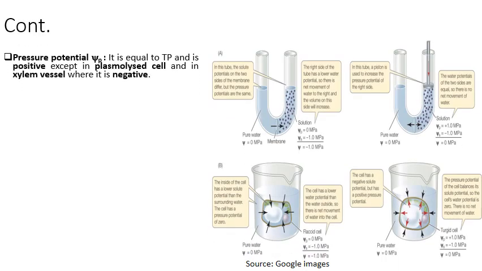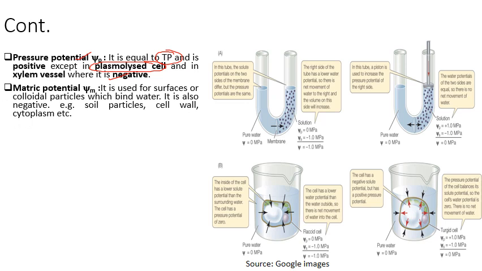The next term is pressure potential. It is equal to turgor pressure and is positive except in a plasmolyzed cell, in which the entire solvent goes out, and in xylem vessels, where it is negative.